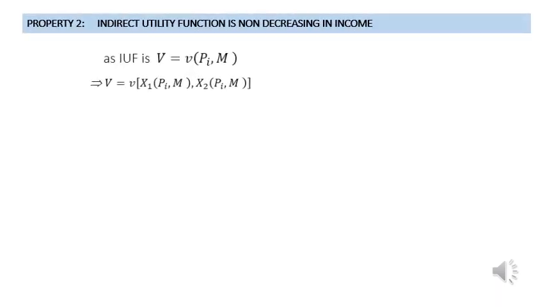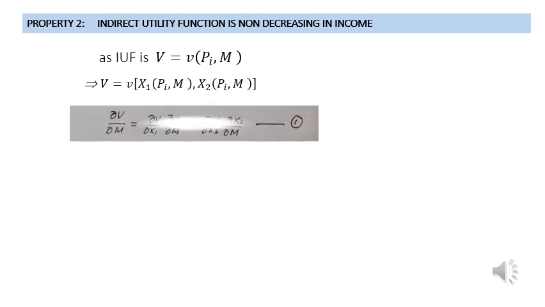So using the chain rule, we took the required derivative. ∂v/∂m is equal to ∂v/∂x1 times ∂x1/∂m, which means that we partially differentiated utility with respect to x1 and then x1 with respect to m. This is what we did for the first commodity, and the same we did with the second commodity: ∂v/∂x2 times ∂x2/∂m. So this is equation number 1.